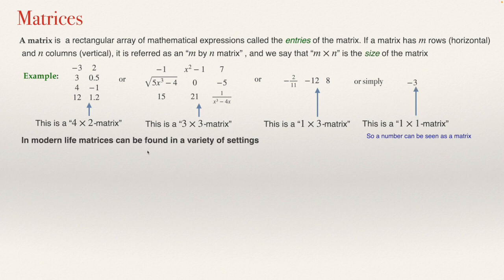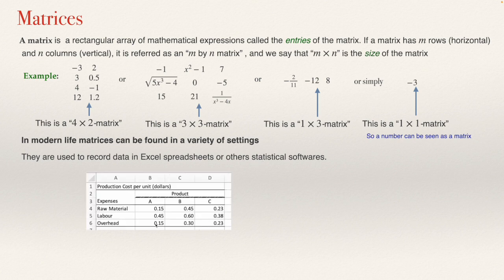In modern life, matrices can be found in a variety of settings. For example, they can be used to record data in Excel spreadsheets or other statistical software. If you see something like this in an Excel spreadsheet, we see a matrix. This is a rectangular arrangement of numbers. And in this case, we have recorded information of the production cost per unit of one company. This company produces 3 types of products.